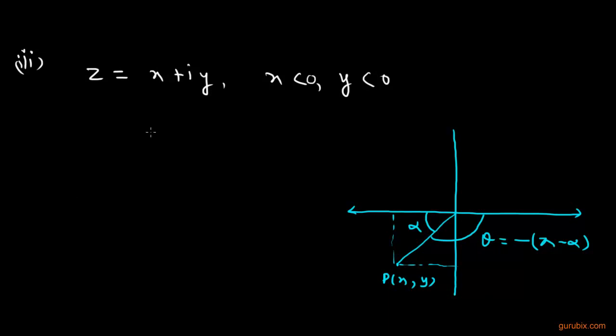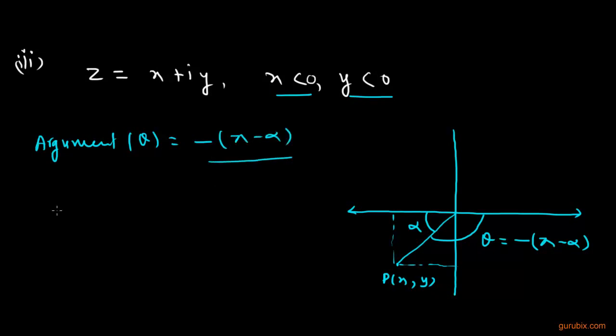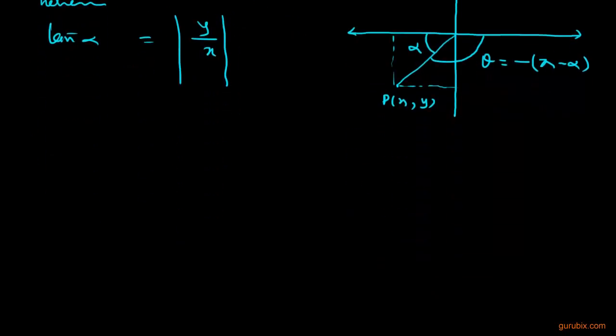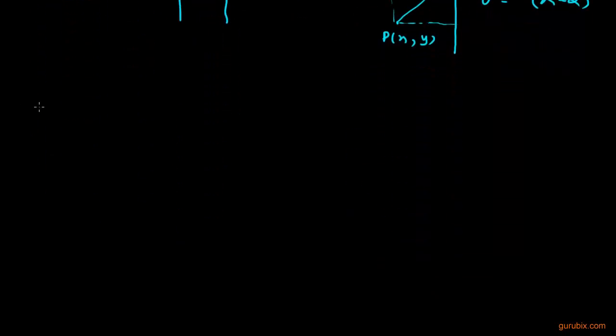So in this condition, when both x and y are negative, the argument, which is theta, will be equal to minus pi minus alpha, where tan alpha is equal to mod y over x. Let us move to the last part of this topic, and that is the fourth part. In this condition, suppose we are given a complex number x plus iota y, where x is positive and y is negative.